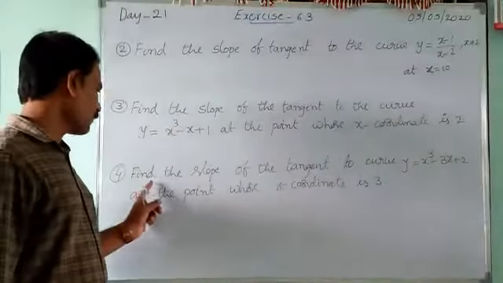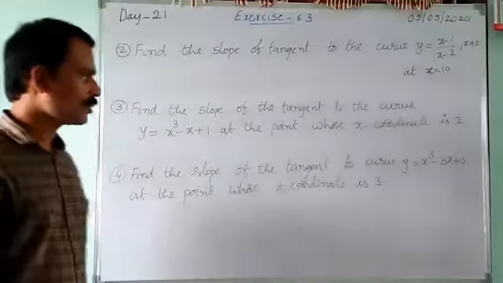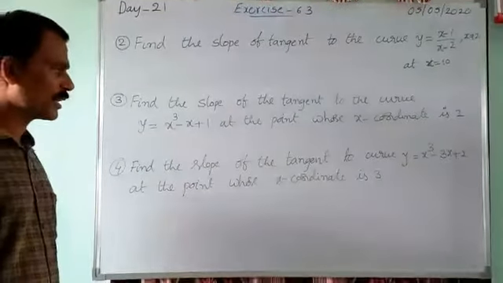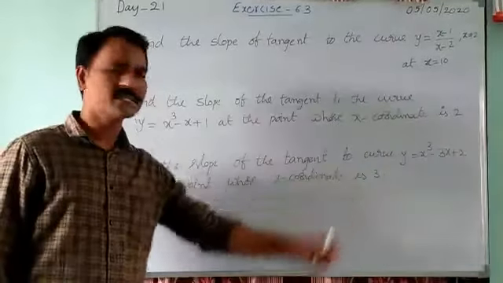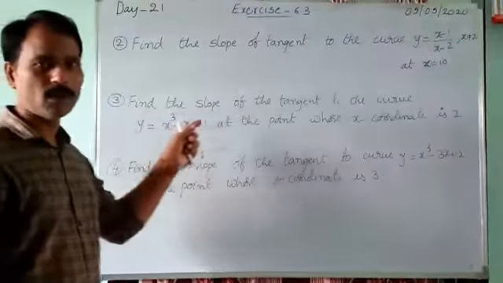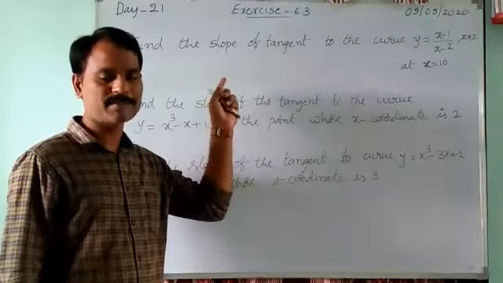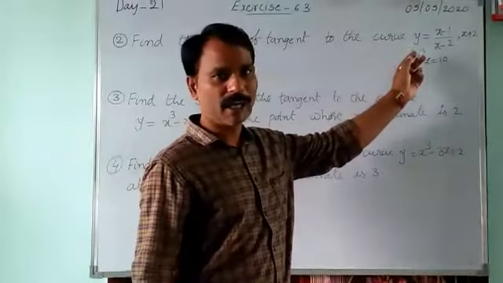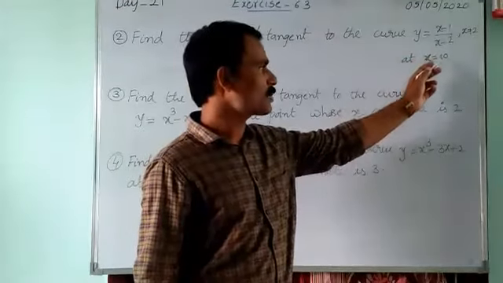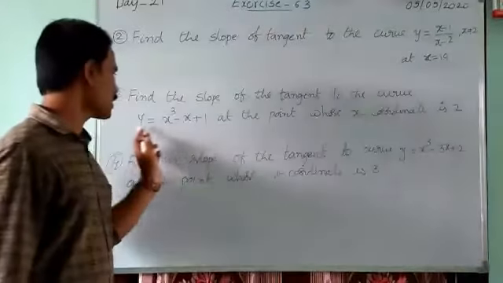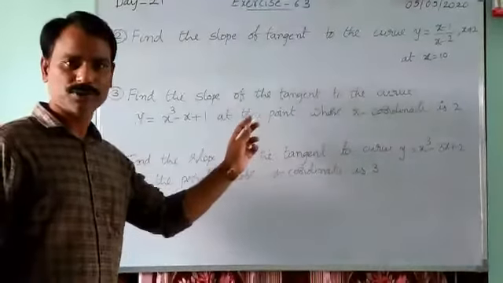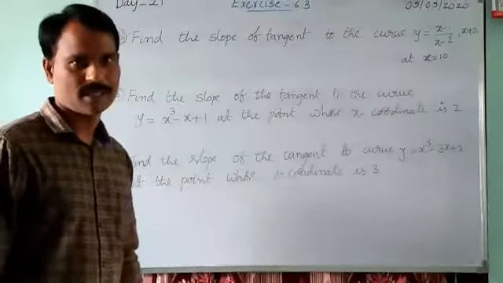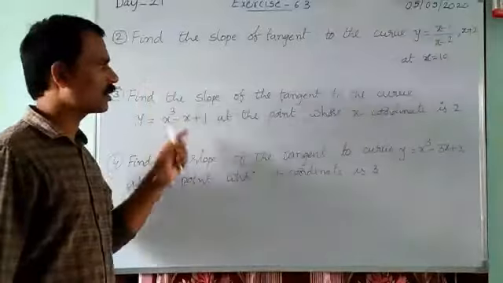And one more: find the slope of the tangent to the curve y is equal to x cube minus 3x plus 2 at the point whose x coordinate is 3. Here also x is equal to 3. This problem, how I solved the first example, that is the first problem in this exercise, the same manner, go for the derivative of this function. After differentiating this function, just substitute the 10. Here also differentiate this function and substitute the x value, you will get the answer. Here also differentiate that function, substitute the x value equal to 3. Just solve it. First note down.